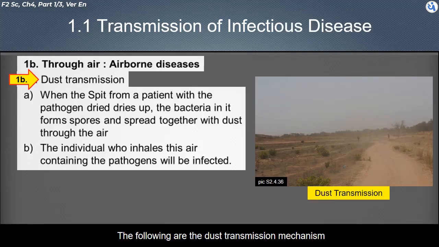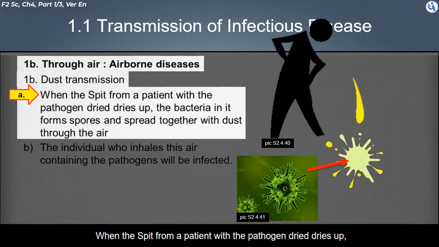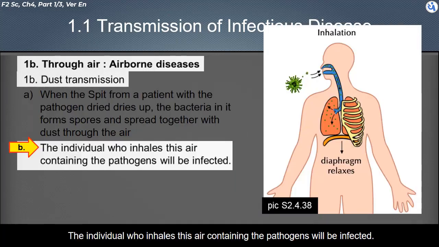The following is the dust transmission mechanism. When the spit from a patient with the pathogen dries up, the bacteria in it form spores and spread together with dust through the air. The individual who inhales this air containing the pathogens will be infected.